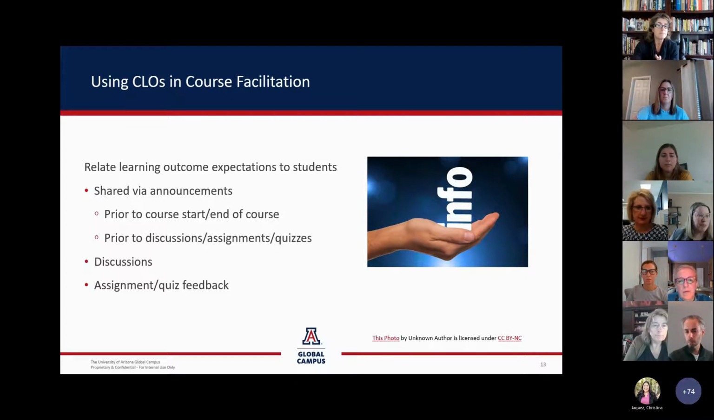It's also a good idea to put in an announcement prior to certain discussions or assignments or quizzes, the expectations related to the course learning outcomes. And discussion forums are another great space, another venue for communicating CLOs.